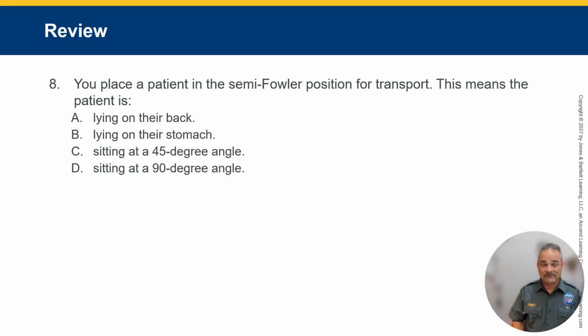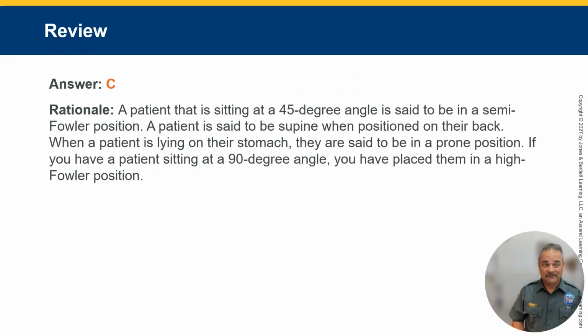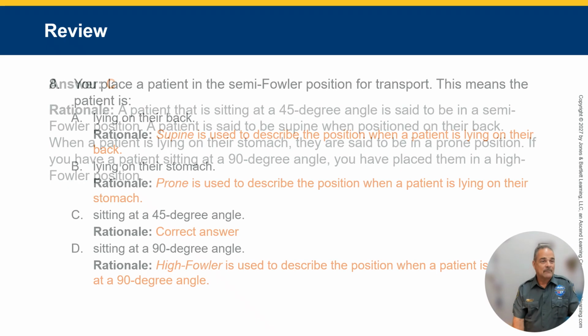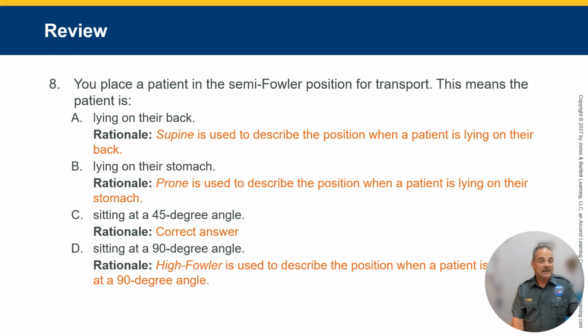Okay, you place the patient in a semi-Fowler's position. Semi-Fowler's. So what's the degree? Okay, so we've eliminated A and B because we're talking about degree, right? Now, they're asking you what it is. If you answered C, yay! Super. Semi-Fowler's is 45 degrees. High Fowler's is 90. Okay, good job. There's your rationale.